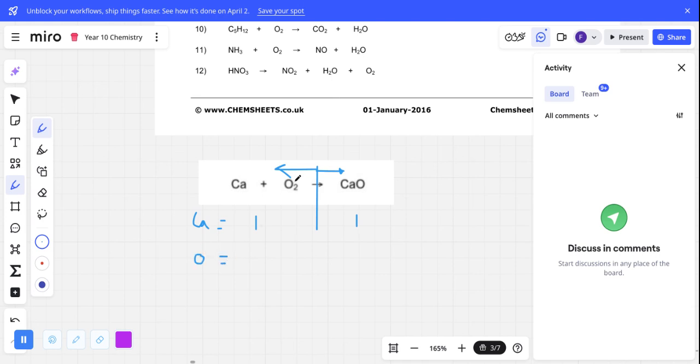On my left, I've got O2. That's two oxygens. On my right, I've got O, but oh my God, I've got one oxygen. I'm not happy. I'm going to have to double this.